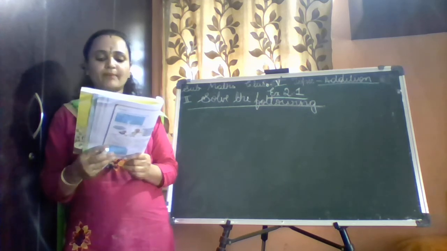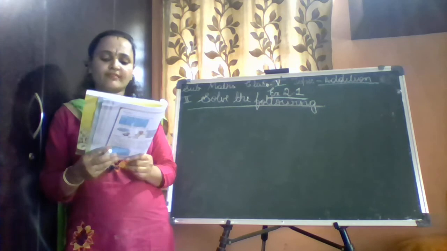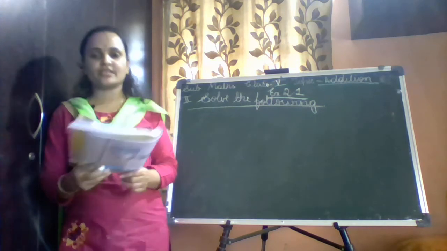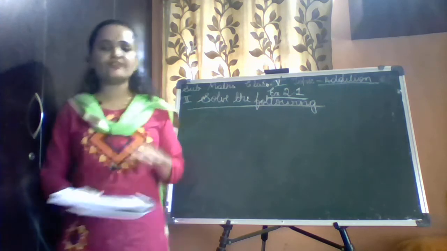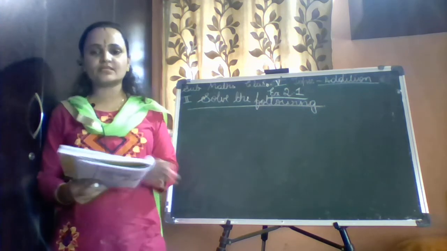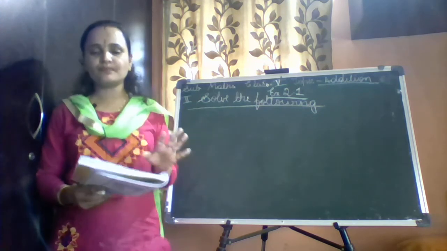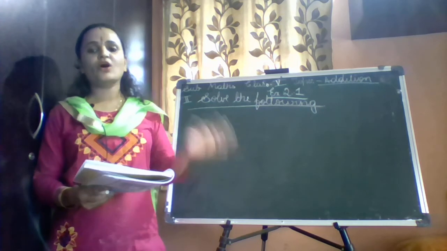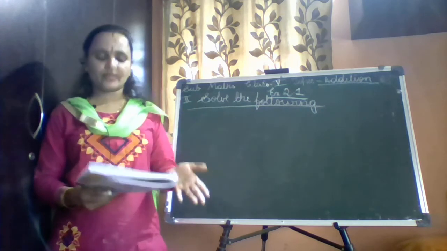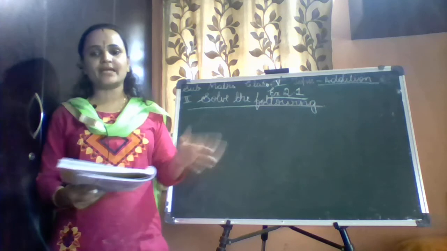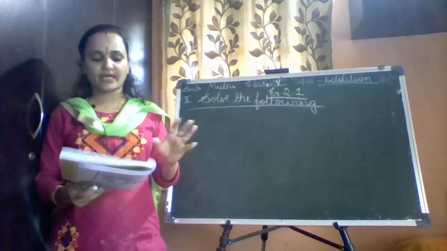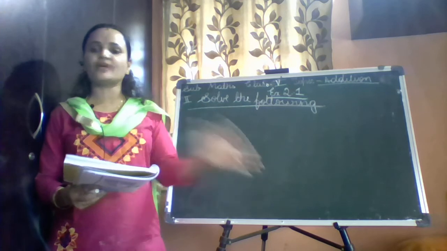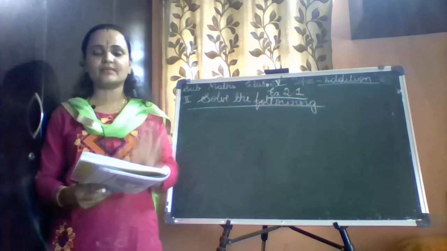13,842 trees were planted during Vana Mahotsava. Find the total number of trees in the protected area of the forest. So there's a forest. In the forest there are a total of 26,759 trees and there's some program, Vana Mahotsava. On that day they planted many more trees. How many trees did they plant? They planted 13,842 trees. Now what you have to find is the total trees in the forest.